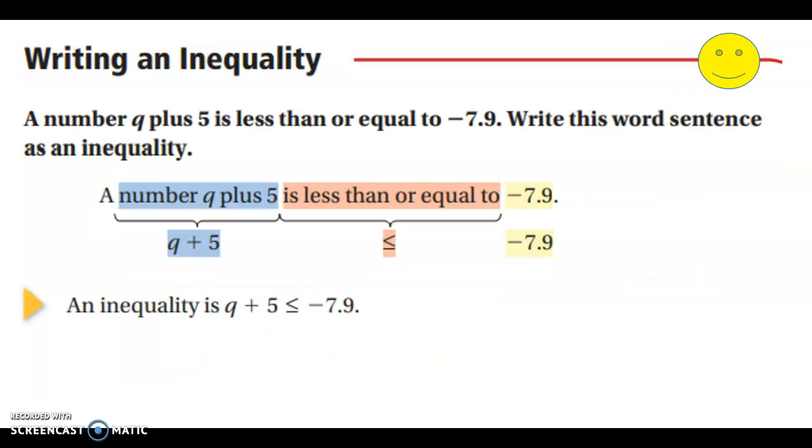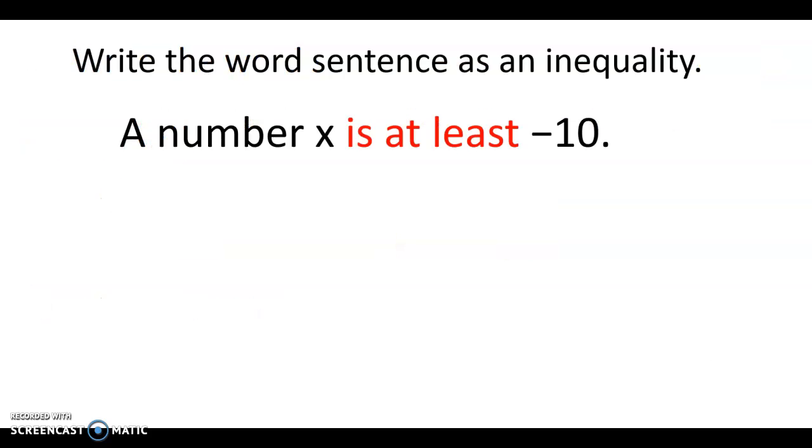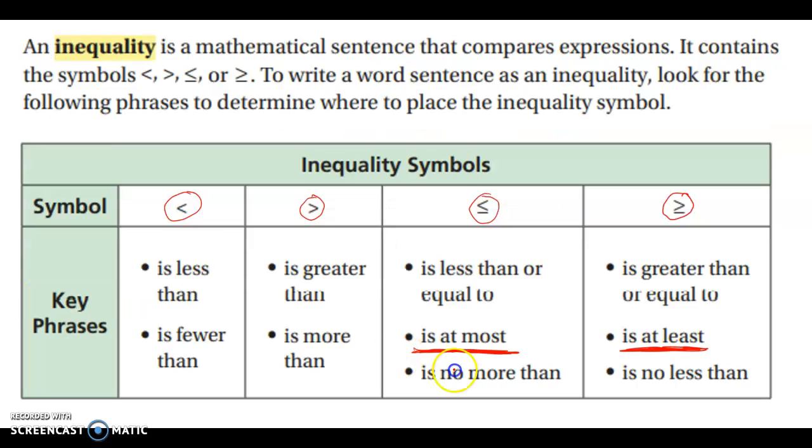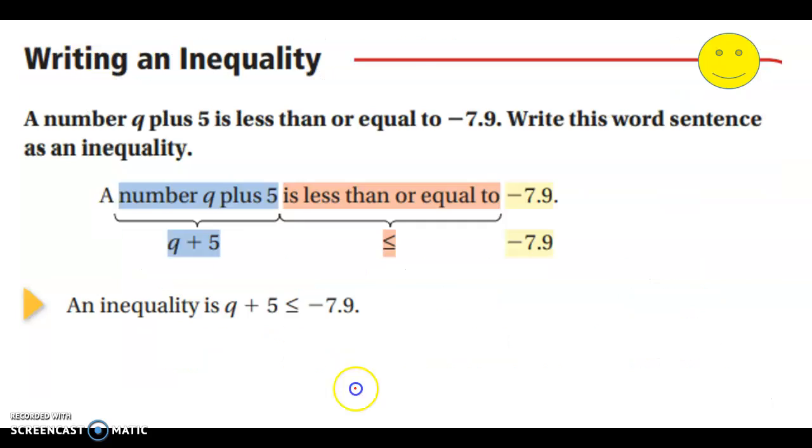Right below that is an example from the book, so you can look at that and see what they do. Now we're going to go to the next problem. Write the word sentence as an inequality. The number x is at least -10. So we go x, "is at least." Go look at that chart right above. "Is at least" is the greater than or equal to symbol, and then -10. So again, on this chart is "at least." That's how we need to use that.